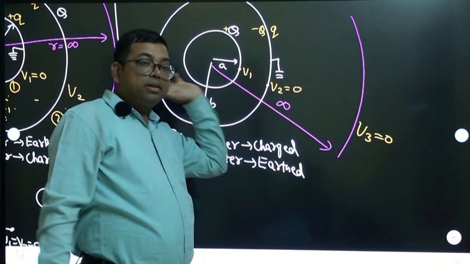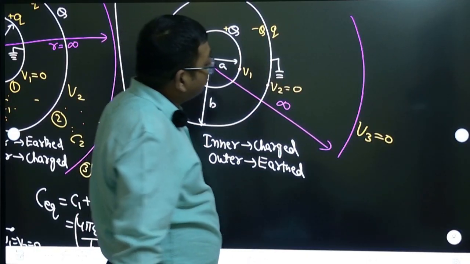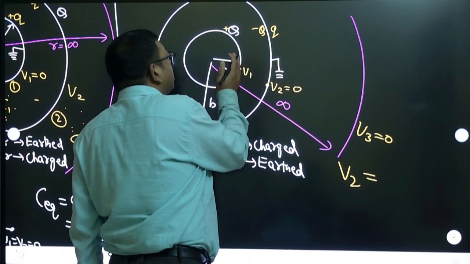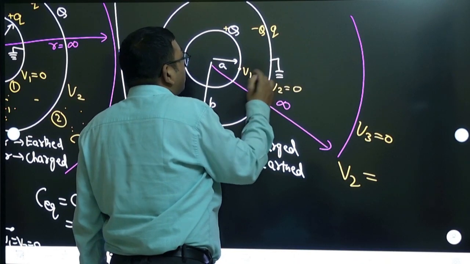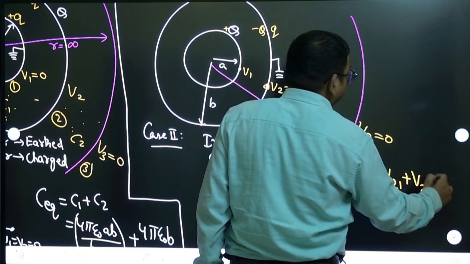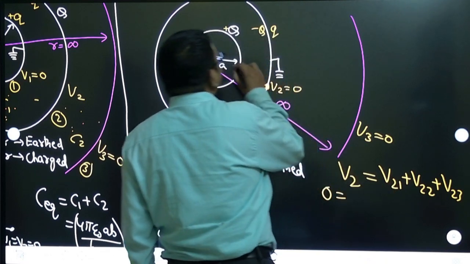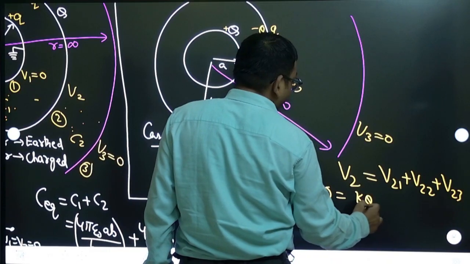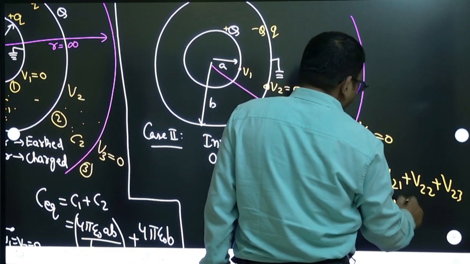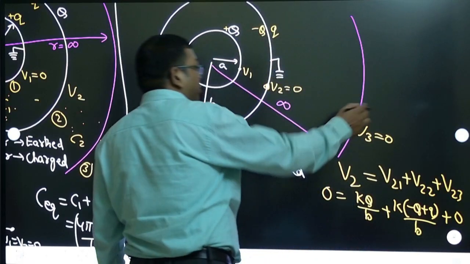Now, what I was doing there, here we have to do. What is this small q that you try to first find out? Because V2 has to be 0. And what is V2? The potential here will be the potential due to this one, and the potential due to itself, right? You can write V2 due to 1, V2 due to 2, plus V2 due to 3. When you write V2 is 0, V2 due to 1 will be K capital Q by B, plus due to this itself, K times minus Q plus small q divided by B, and this potential is 0 here because this is at infinity.